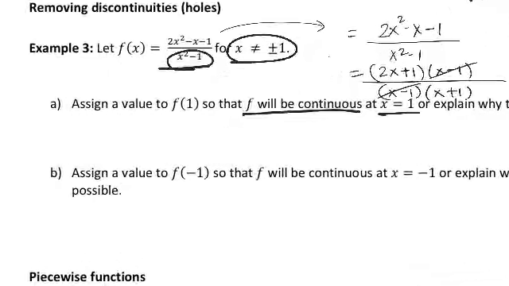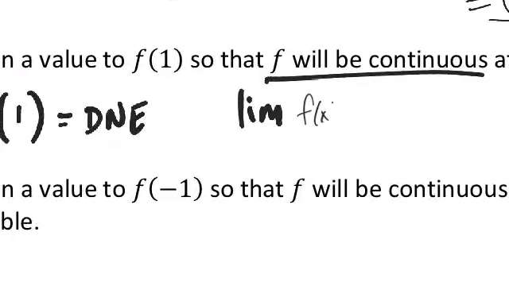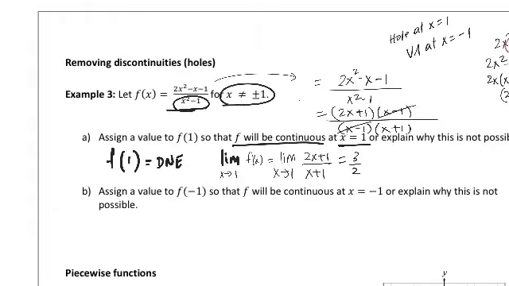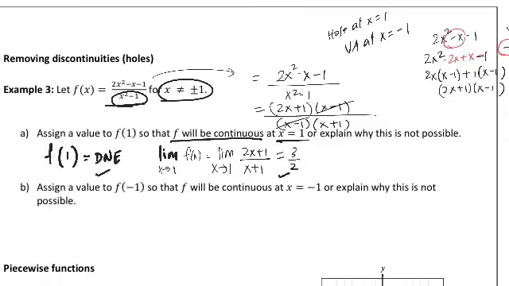So let's think about what that means in terms of our three-part definition of continuity. So right now, f of 1 is a DNE. The limit of f of x as x approaches 1 is equal to, well, you are going to do exactly what we did above with the factoring, and then you're going to be able to put in the 1, and you get 3 on top and 2 on the bottom. So we've got a situation where the function value doesn't exist, but the limit value exists.